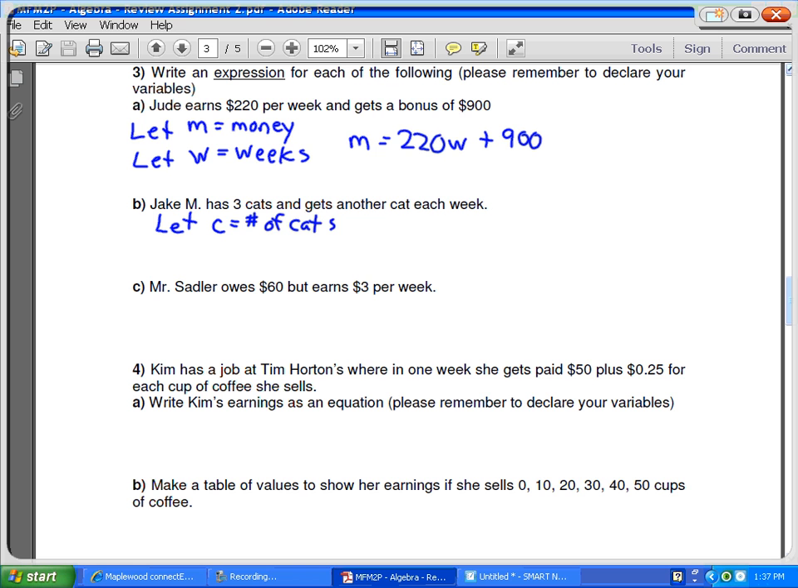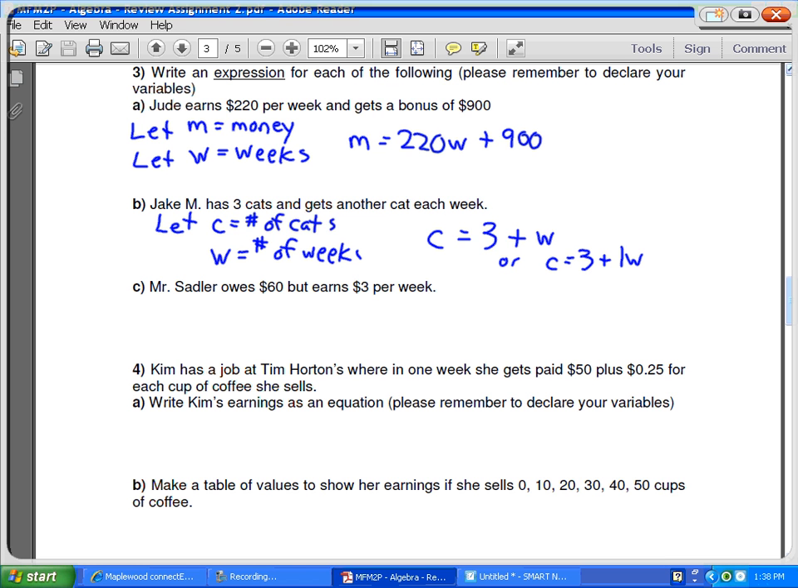And let W equals the number of weeks. Okay, now it's time for someone new to be brave. 3 cats and he gets another cat per week. How do I write that? Lisa, do a try. C equals 3 plus W. Or if you want to call that 3 plus 1W. Right, because 1 per week, 1W. Right? So it starts off with 3.